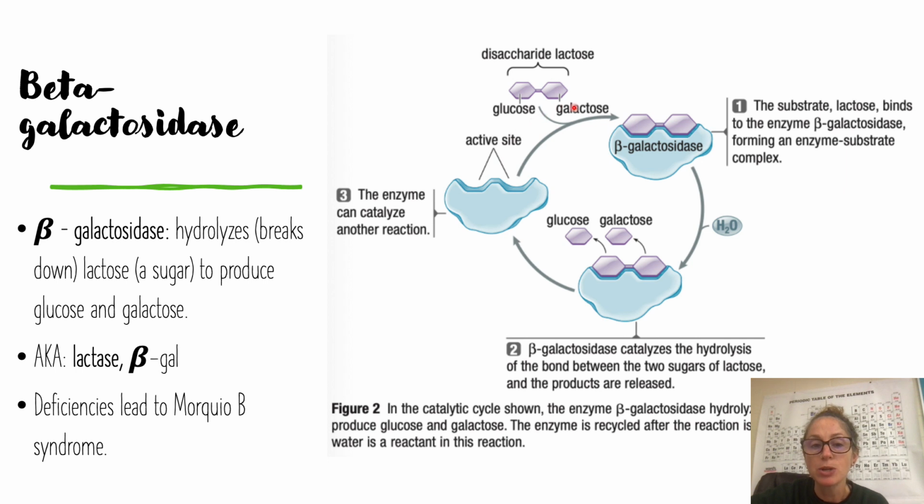So we'll have lactose binding to the active site of beta-gal, shown here. Water is added, the bond is broken, glucose and galactose are released, empty enzyme, and again. And it just goes as long as the enzyme is still there and there's lactose to be broken down. Water will always be available, so this reaction will keep going.